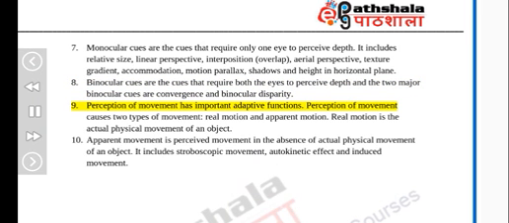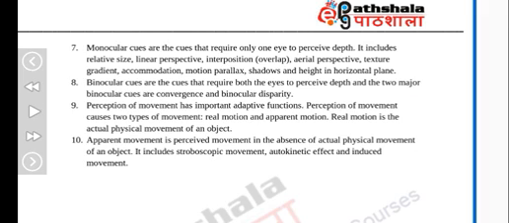9. Perception of movement has important adaptive functions. Perception of movement causes two types of movement, real motion and apparent motion. Real motion is the actual physical movement of an object. 10. Apparent movement is perceived movement in the absence of actual physical movement of an object. It includes stroboscopic movement, autokinetic effect and induced movement.